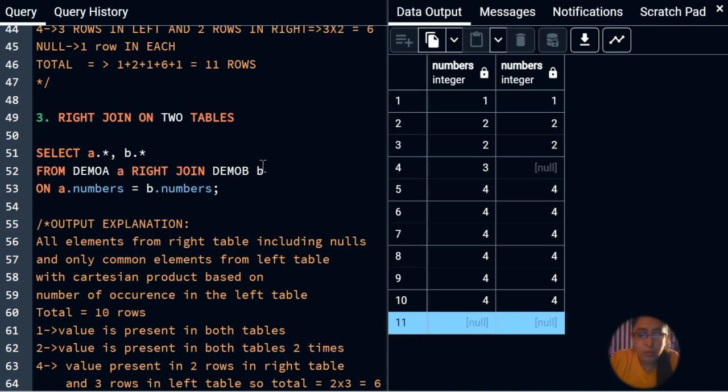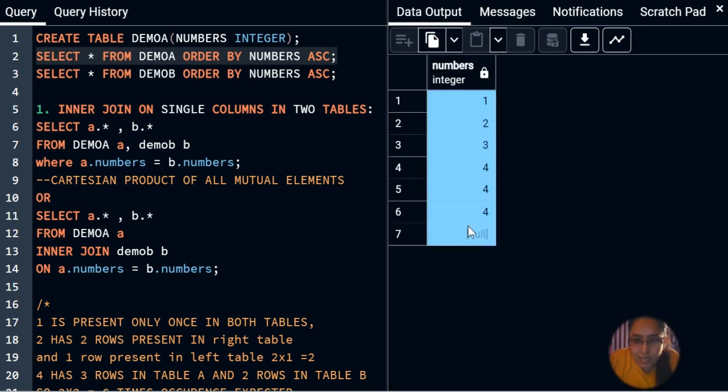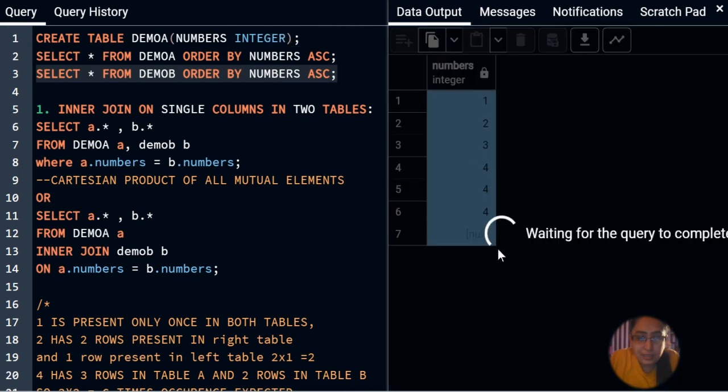So we just saw the inner join and the left outer join in the previous video. Let's see the output for the right join in this video. When you apply the right join on both the tables, what is expected? In the right join, we expect all the elements from the right table and only the mutual elements from the left table. Here, we have two tables, demo A having only a single column, which is numbers. It has 7 elements, and if I show you demo B, it has 6 elements.